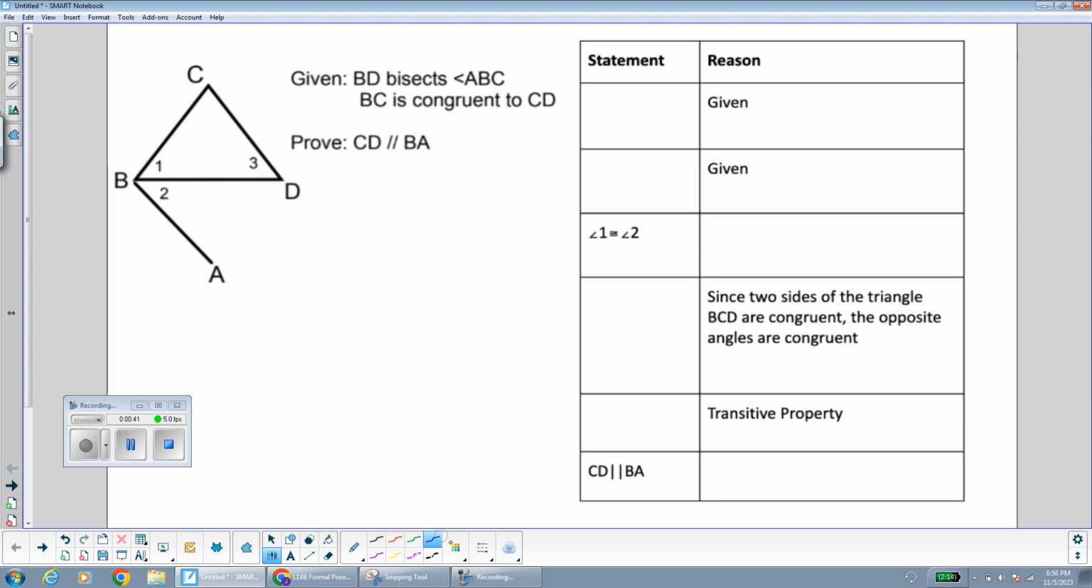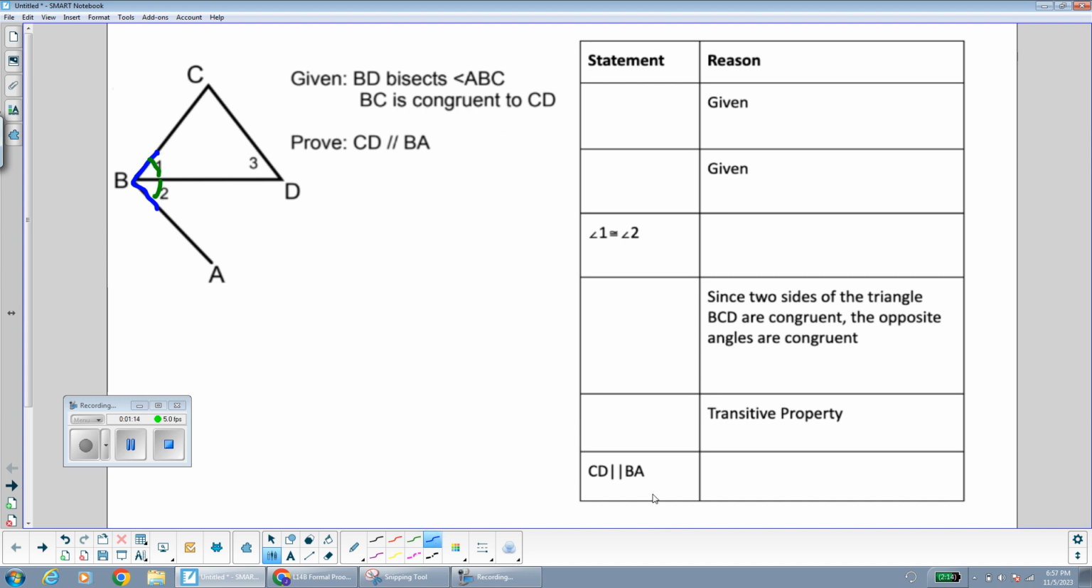So taking a look at the given information, it says that BD bisects angle ABC. And I see angle ABC is right over here. And if that angle is being bisected, that means it's being split into two congruent parts or equal parts. And those equal parts would be angle 1 and angle 2. So that's my first conclusion that I can draw from my very first given. I'm going to go ahead and mark that in the diagram.